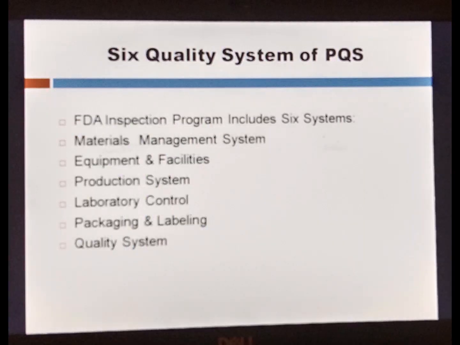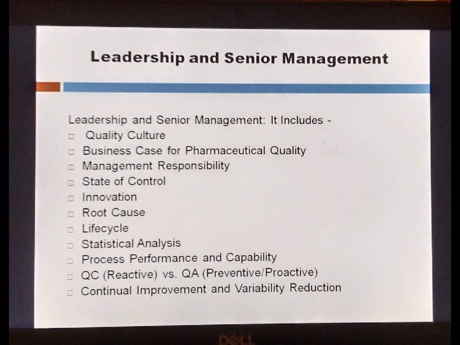Six quality systems of PQS. The FDA inspection program includes six systems: material management system, equipment and facility, production system, laboratory control, packaging and labeling, and quality system. Leadership and senior management includes quality culture, business case for pharmaceutical quality, management responsibility, state of control, innovation, root cause, life cycle, statistical analysis, process performance and capability.